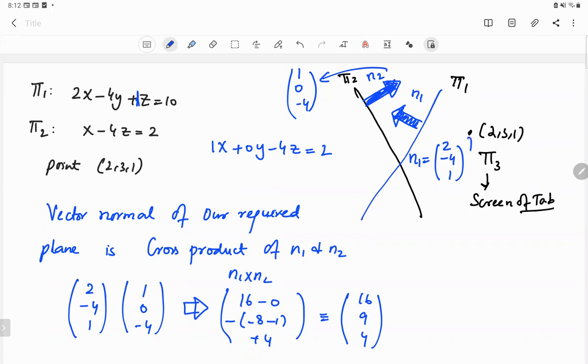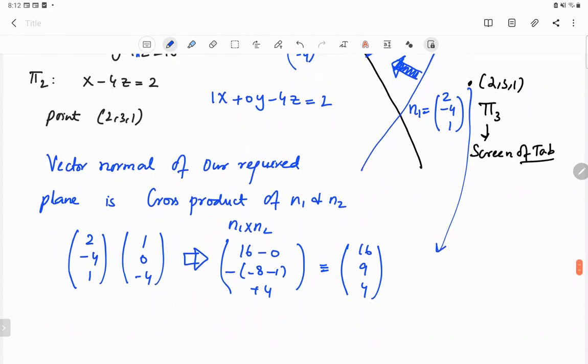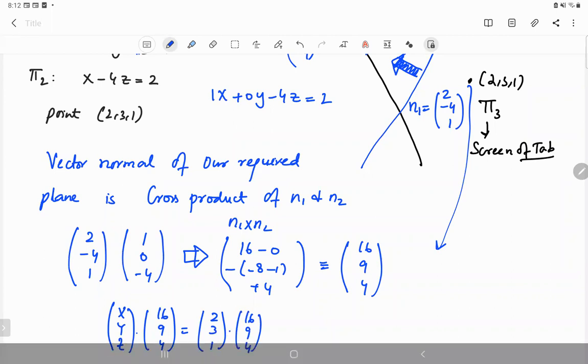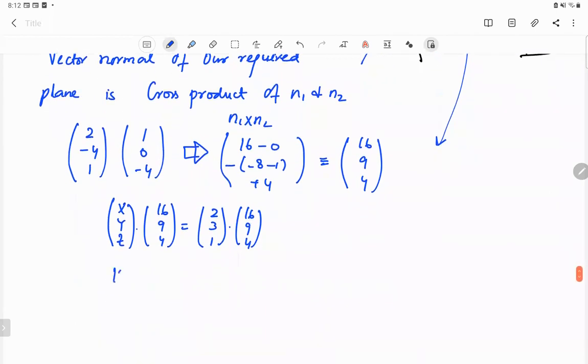And we also know a point on the plane. So it's very easy for us to calculate the dot product of a general point with this vector normal, and then the dot product of the point on the plane with this vector normal. Now this is the equation of the plane that we were talking about: 32 plus 27 plus 4. So it's 16x plus 9y plus 4z is equal to 63.